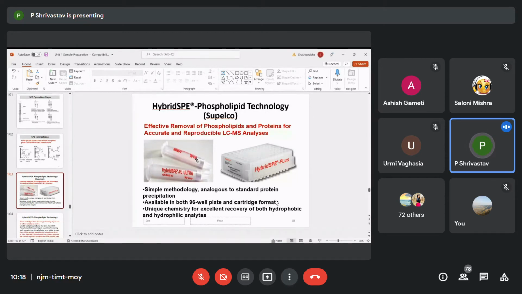Now, there are two versions which you will find commercially available. One is on the left hand side, you can see these are the cartridges commercially available. And then you have a hybrid SPE Plus, which has 96 such cartridges in a simple tray. So one can do 96 extractions at the same time for a large number of samples. And they provide very good recovery of analytes. The extracts are very clear, very clean, devoid of any matrix, but they work on a slightly different principle.